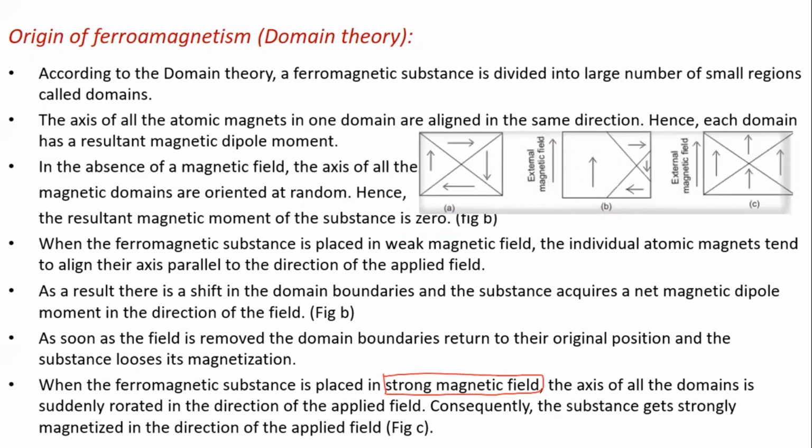Now when we place it in a strong magnetic field, when the magnetic field is very strong, then all the domains align their dipole moment very abruptly in the direction of the magnetic field. You can see here in the third diagram, this is the magnetic field. So all the domains are now in the direction of the magnetic field. They align very abruptly, so here the substance gets strongly magnetized, in the direction of the applied field.